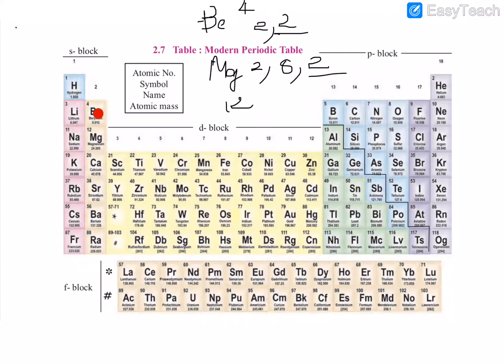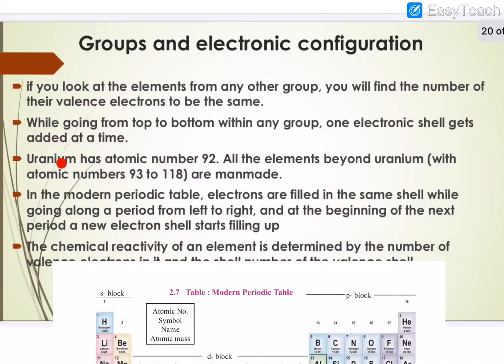So this is a group. In this group, when we go this way, 1 shell is added, meaning you can see in the configuration that 1 shell is added to each element when going from top to bottom.